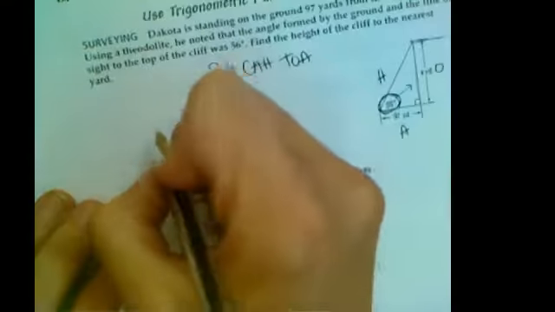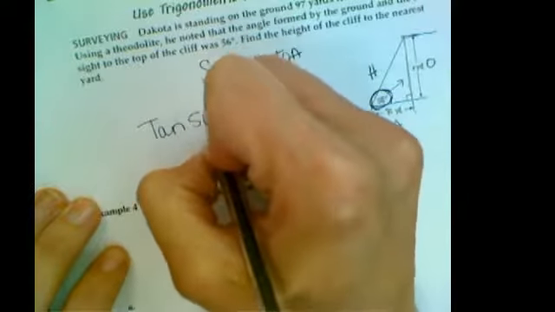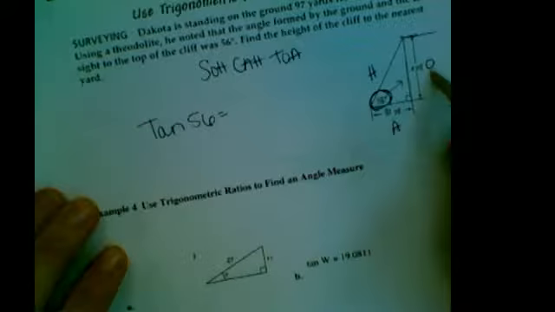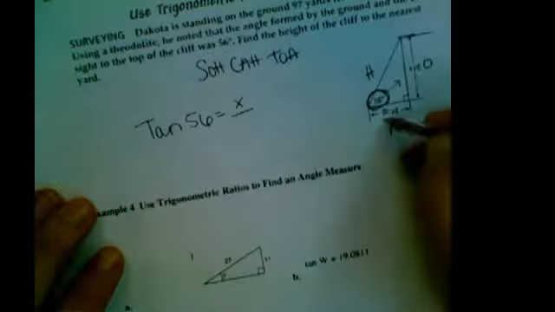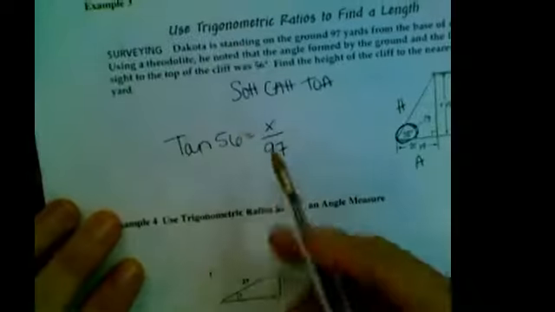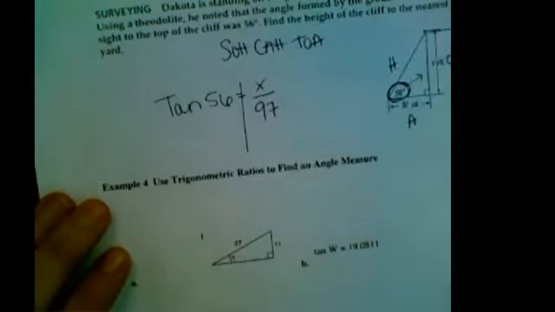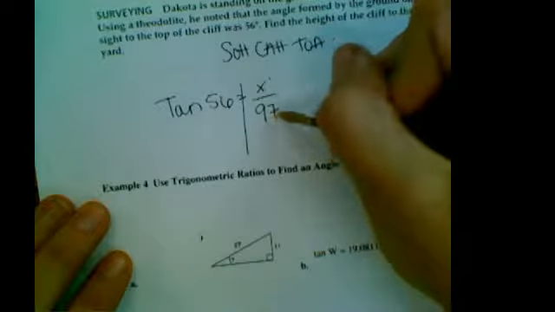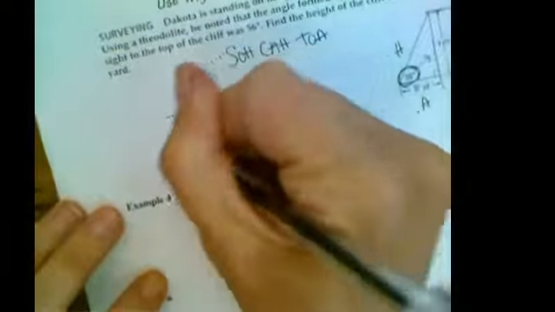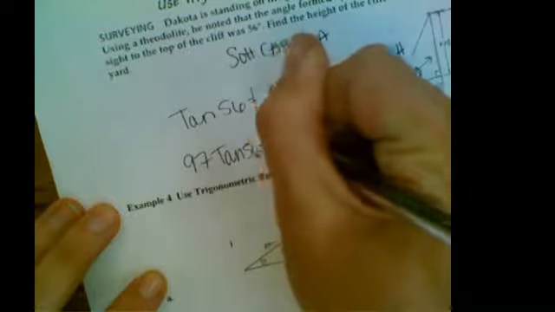So we are going to do the tangent of this angle should be the opposite over the adjacent, which is 97. The tangent of 56 is just a number, right? We just figured that out. It's just a number. So we're going to solve this like we would a normal equation. So this is x divided by 97. So to undo that, to move it to the other side, we're going to multiply. So you have 97 tangent 56, and that equals x.